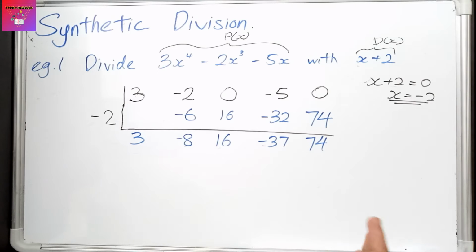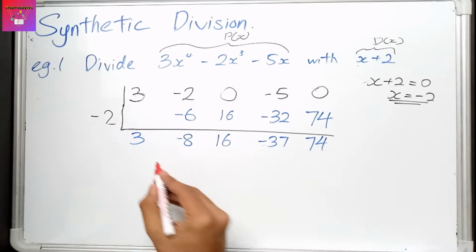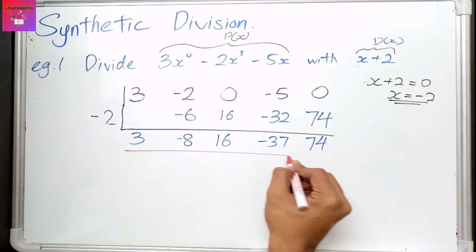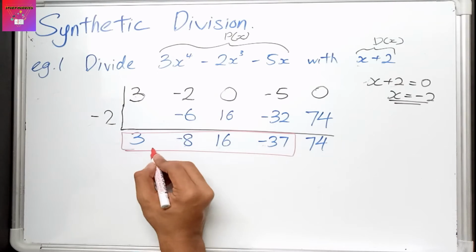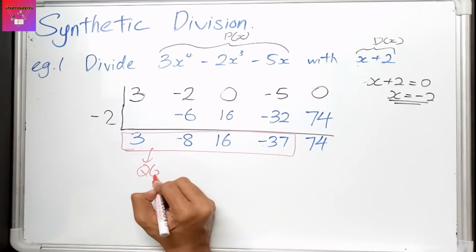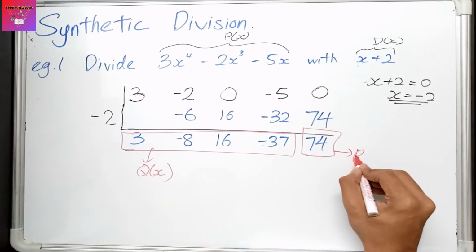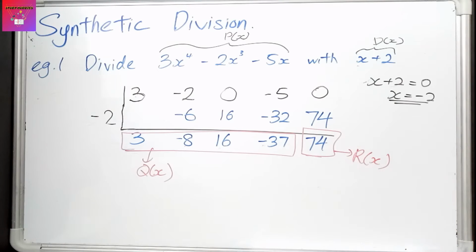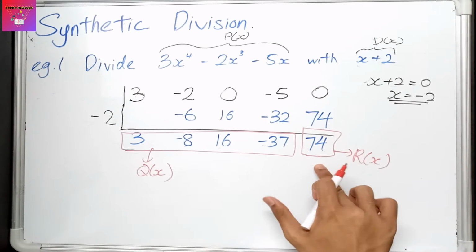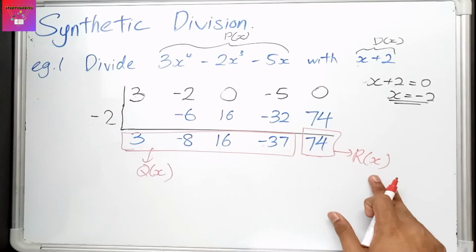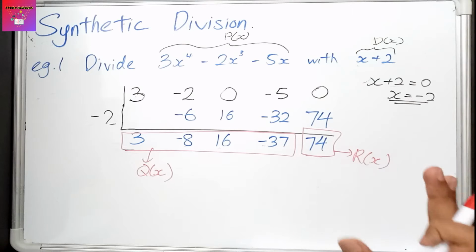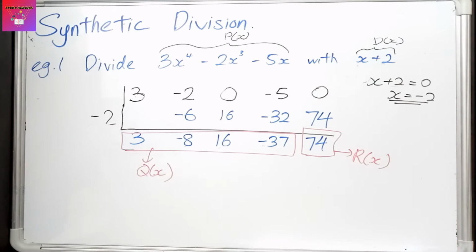Now that we get something like this, to your amazement, these first 4 numbers are going to be our quotient q(x), and the last number is going to be our r(x), which is the remainder. Whenever you solve questions of synthetic division, the end number, if there's a number, is the remainder, and if it's a 0, it means that the question has no remainder.